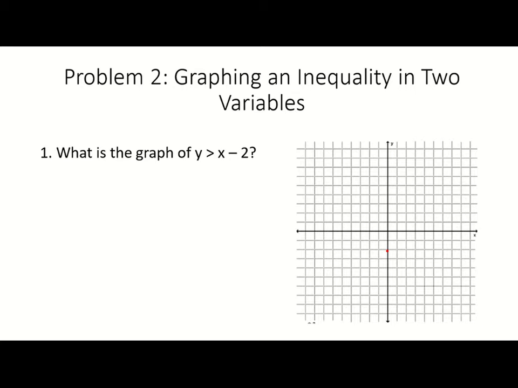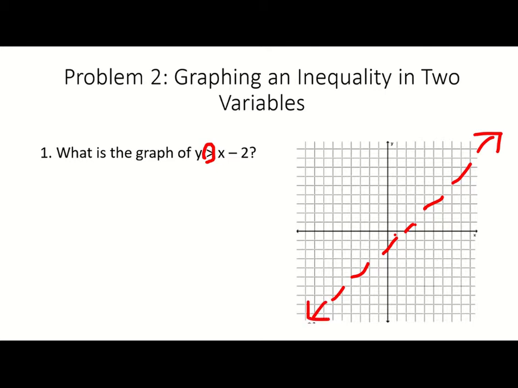So I'm going to rise 1, run 1. Rise 1, run 1. I'm doing my best on this to get the point to fall where I want it. And then I'm going to connect those points to make my line. Now since this is a greater than, no equal to, these points are going to be connected with a dashed line. So I'm not going to fully connect my line, I'm going to dash it.